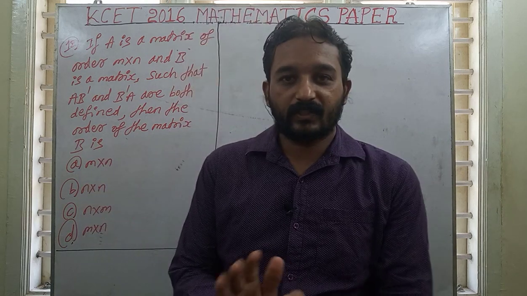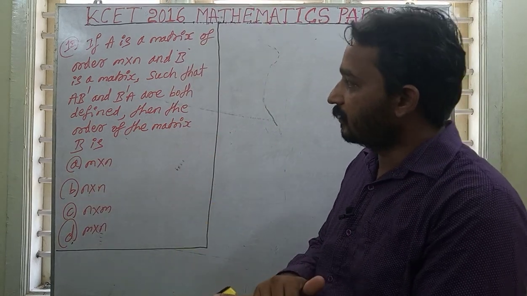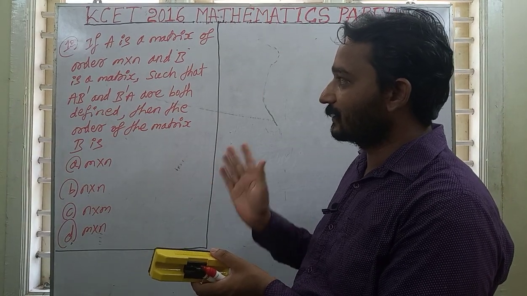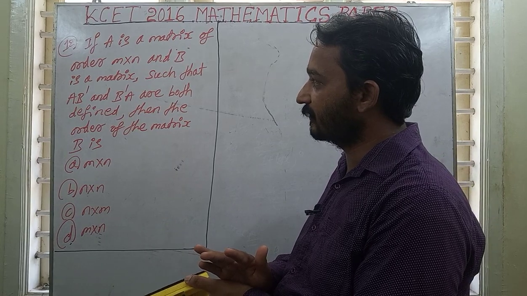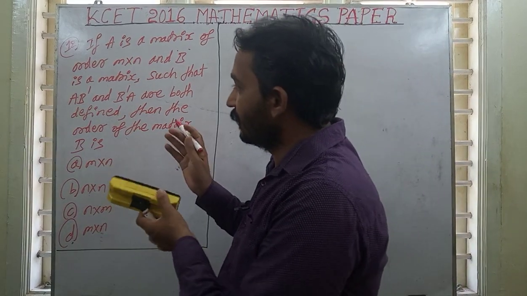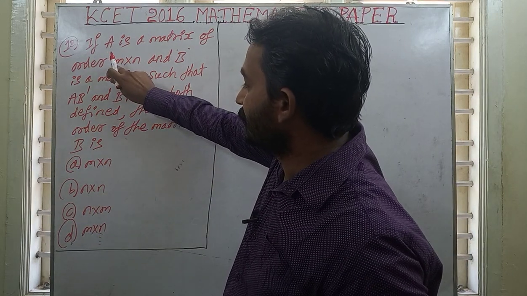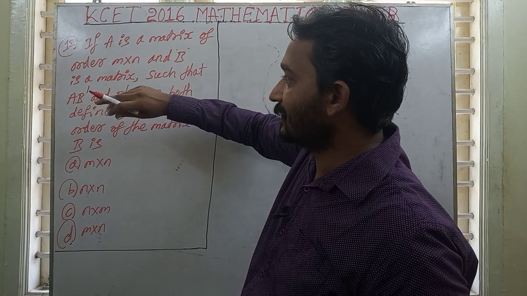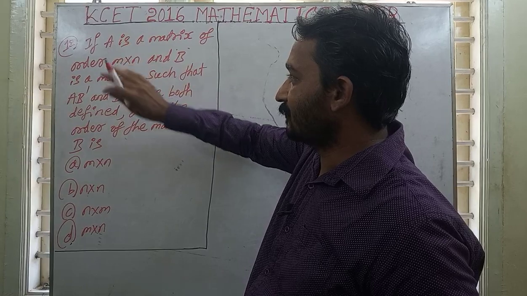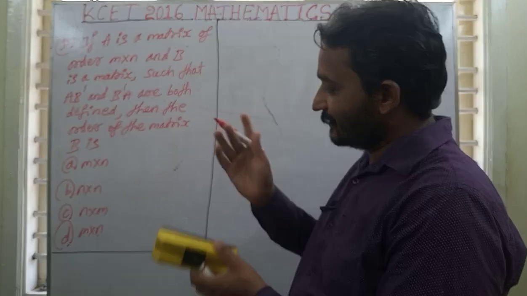Now let us move on to the next question, question number 12. This question is based on the chapter matrix. This is a repeated question. They have already asked this question in KCET 2015. Here only the numerical values change in this case. Numerical means here m cross n is there, but in the case of the 2015 paper it was 4 cross 3, 3 cross 4, whatever it may be. So here we generalize this question. Now let us see the question.